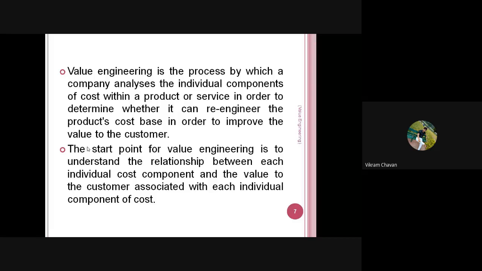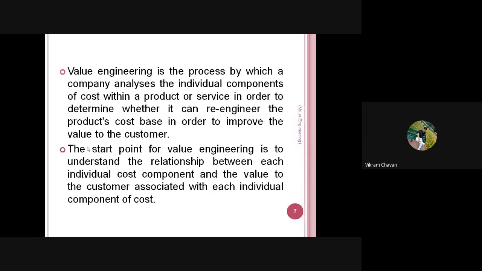So next, value engineering is the process by which a company analyzes the individual component of a cost within a product or service in order to determine whether it can re-engineer the product's cost base in order to improve the value to the customer. The start point for value engineering is to understand the relationship between each individual cost component and the value to the customer associated with each individual component of cost.